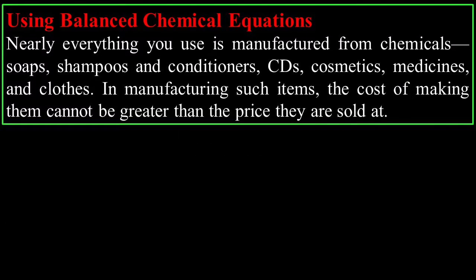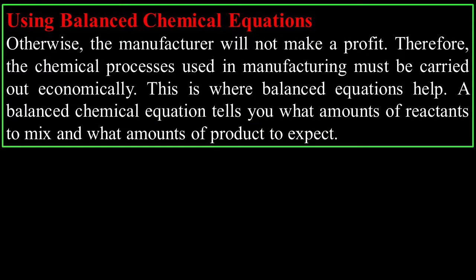Nearly everything you use is manufactured from chemicals: soaps, shampoos, conditioners, CDs, cosmetics, medicines, and clothing, among other things. In manufacturing such items, the cost of making them cannot be greater than the price they are sold at. Otherwise, the manufacturer will not make a profit. Therefore, the chemical processes used in manufacturing must be carried out economically. This is where balanced equations help.